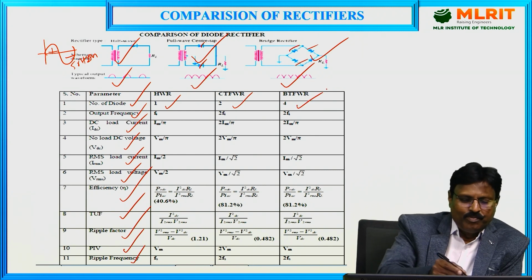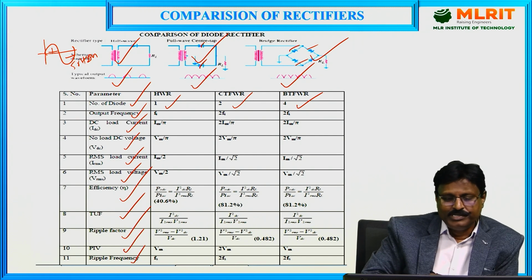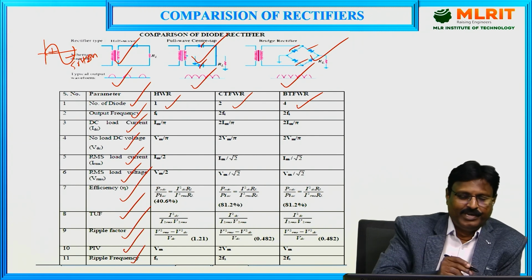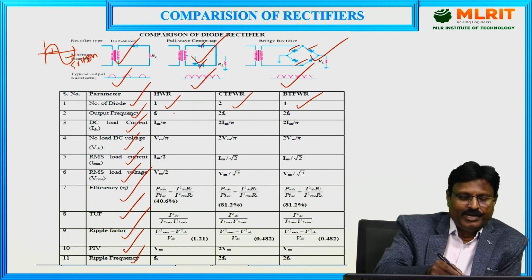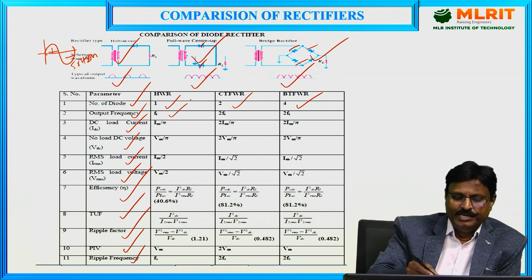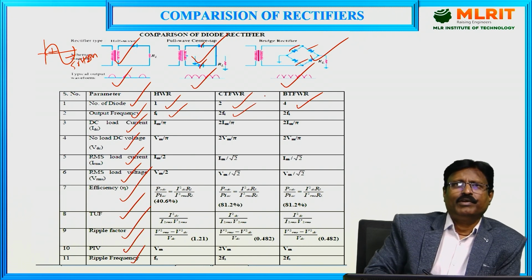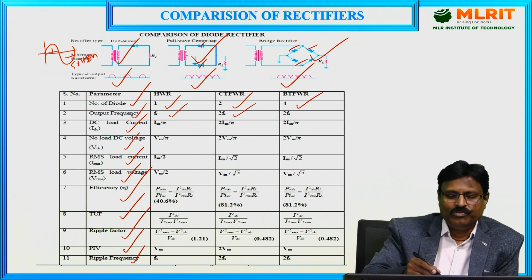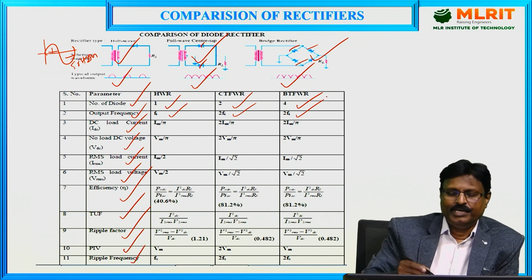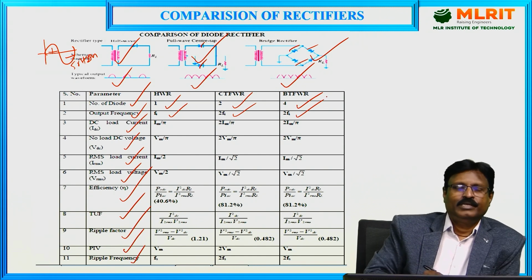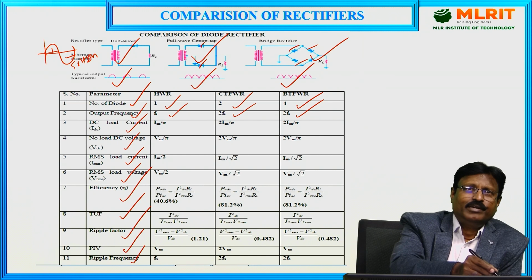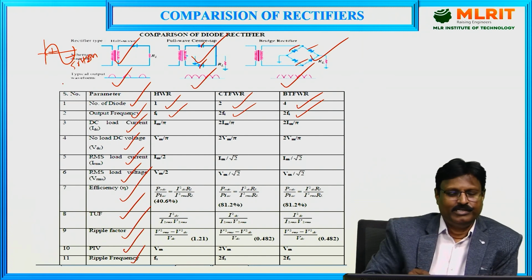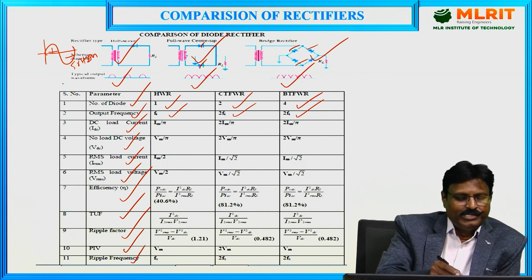And what about output frequency? Whenever the input frequency is Fi, for the half-wave rectifier the frequency of output will remain the same as the input frequency. And if it is a full-wave rectifier, the output frequency will be 2 into the input signal frequency, 2Fi. And here also the same thing happens in the bridge rectifier. Frequency means, as I already said, it may be 50 Hz or 60 Hz. Okay, so next is IDC value.